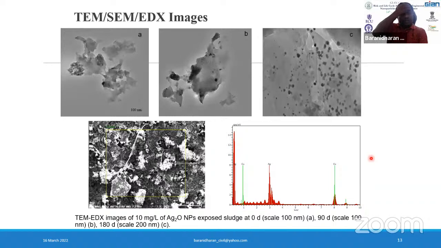With respect to the TEM or EDX image, when the sludge sample was analyzed, it showed that silver was found in the sludge. Apart from that, silver as well as chloride were also looked into, to see whether their presence is available in the sludge or not.